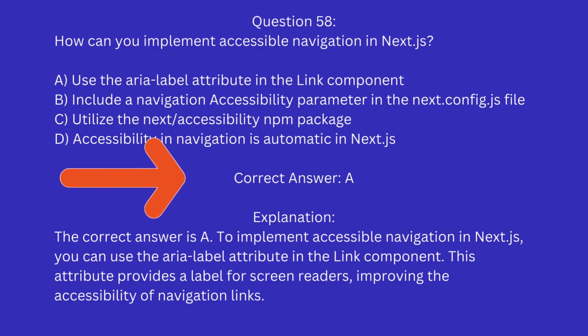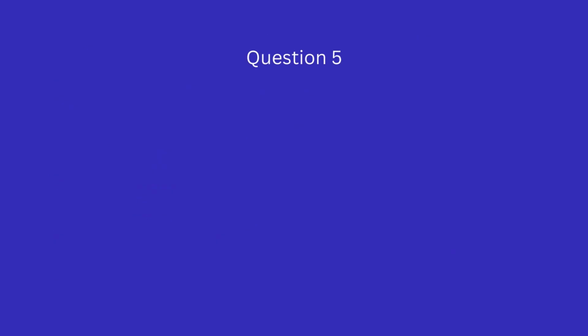Correct answer, A. Explanation. The correct answer is A. To implement accessible navigation in Next.js, you can use the ARIA-label attribute in the link component. This attribute provides a label for screen readers, improving the accessibility of navigation links.